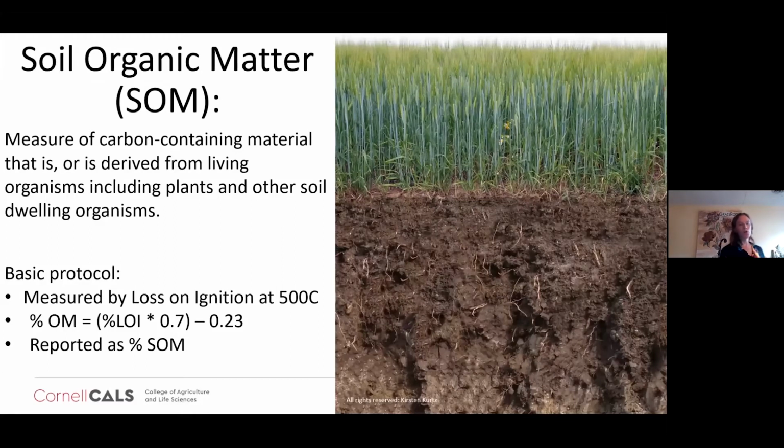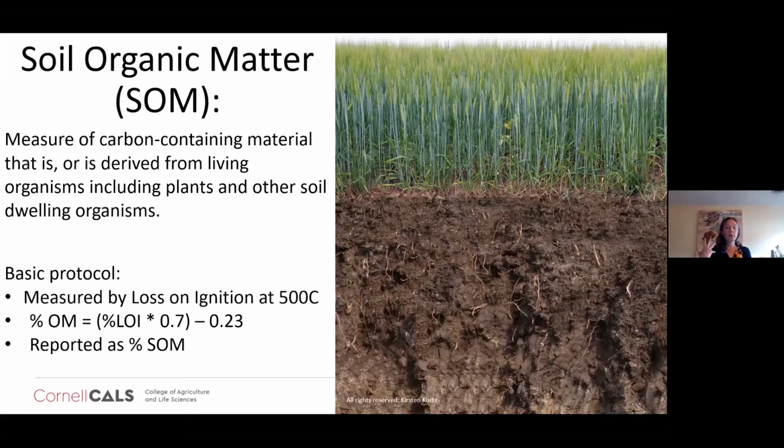All right, so of course we have to start by talking about soil organic matter. This is extremely important. And indeed, the amount of organic matter that you have in your soil is going to have a lot to do with how healthy your soil system is. And this is quite simply a measure of carbon-containing material that is or is derived from living organisms, including plants and other soil-dwelling organisms. We measure soil organic matter in our lab in the same way that almost every lab does, which is called loss on ignition.